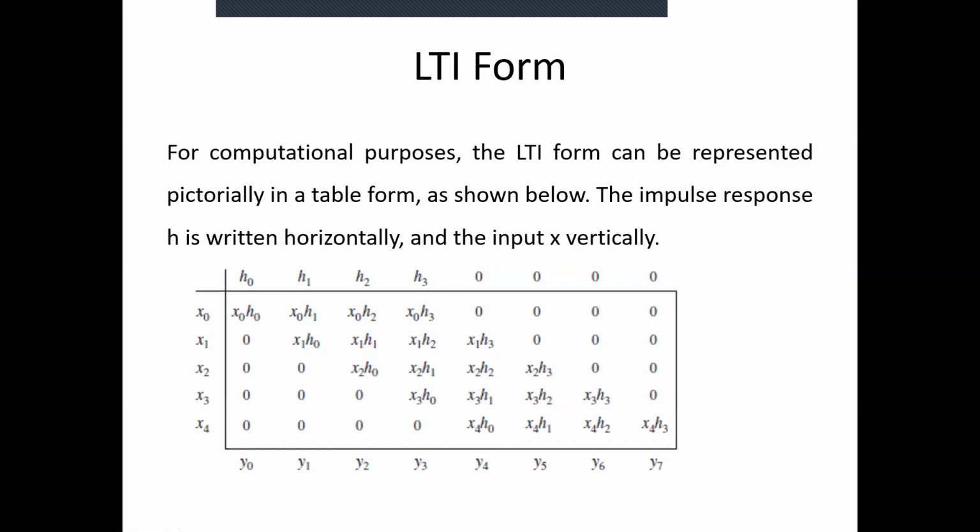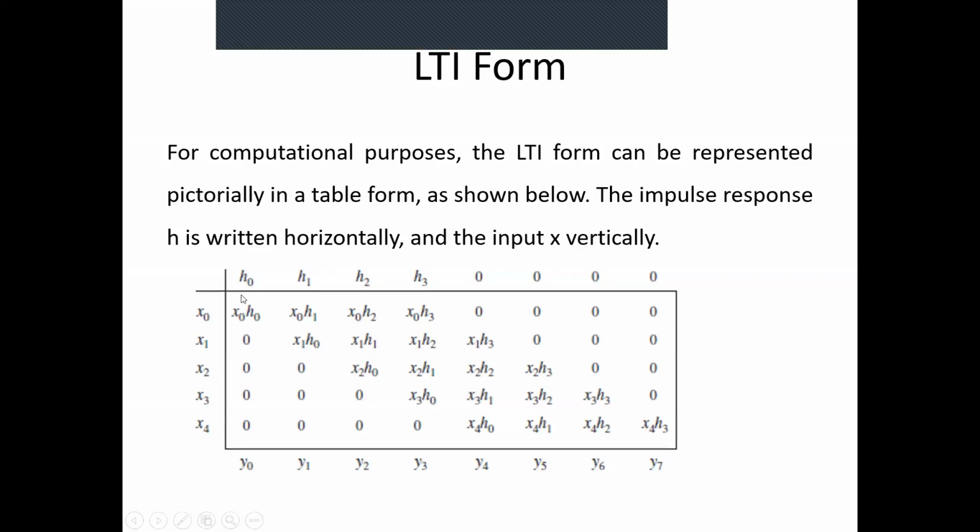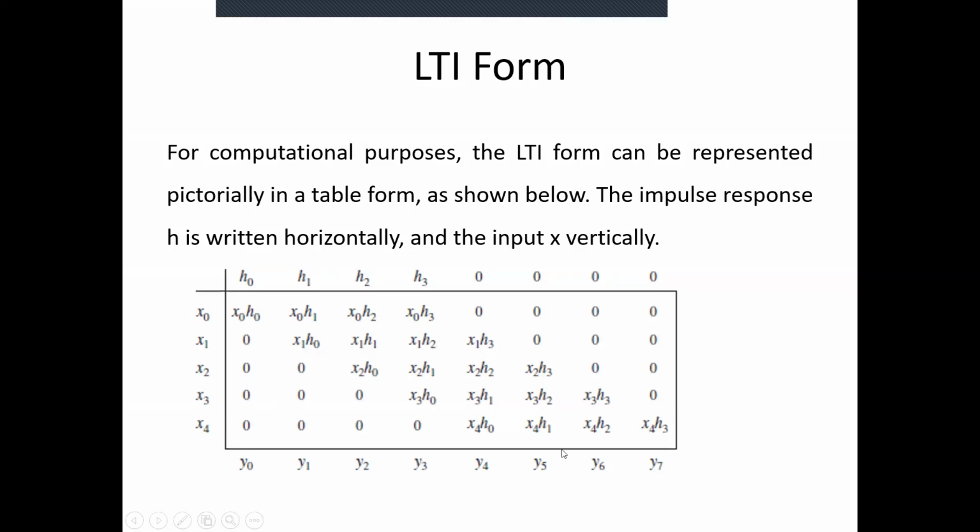Now what we are going to do is perform the addition vertically. The elements in the first column are added together, then the second column, third, fourth, fifth, and so on, up to the last element in the LTI matrix form. This is the second technique by which we can perform the convolution. Is it okay?